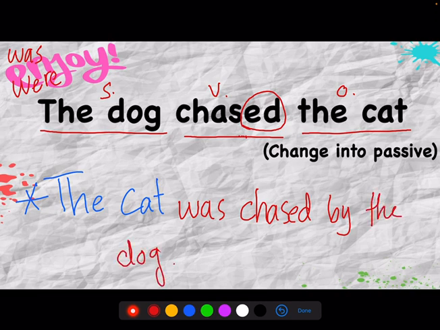As you can see, changing the active sentences into passive sentences is very easy. You just have to follow the rule and you have to find the correct part of speech.